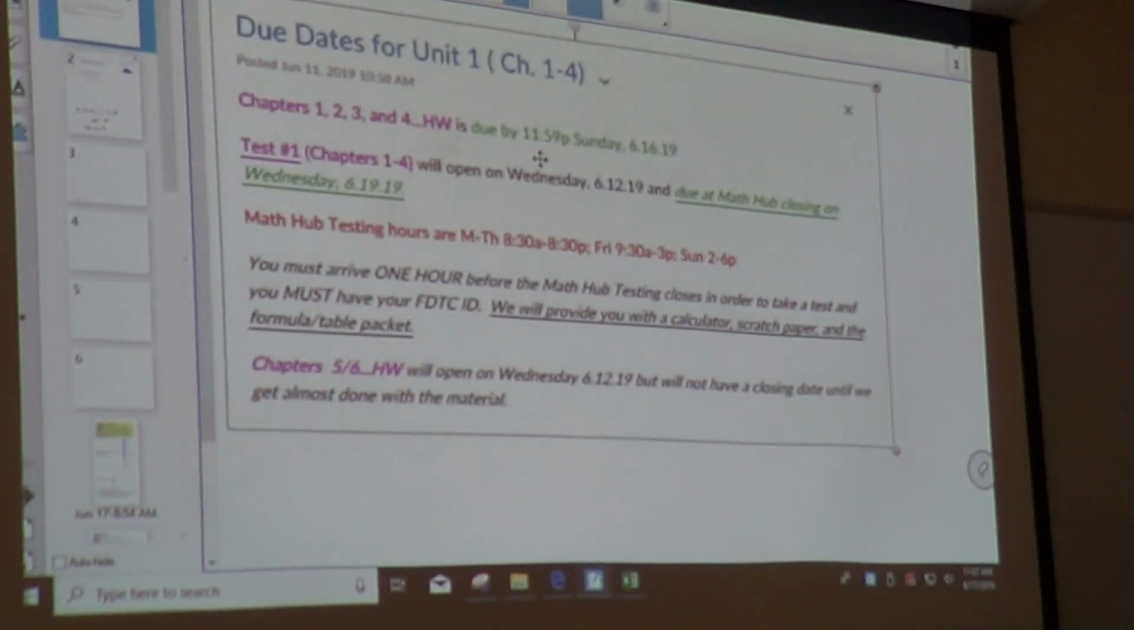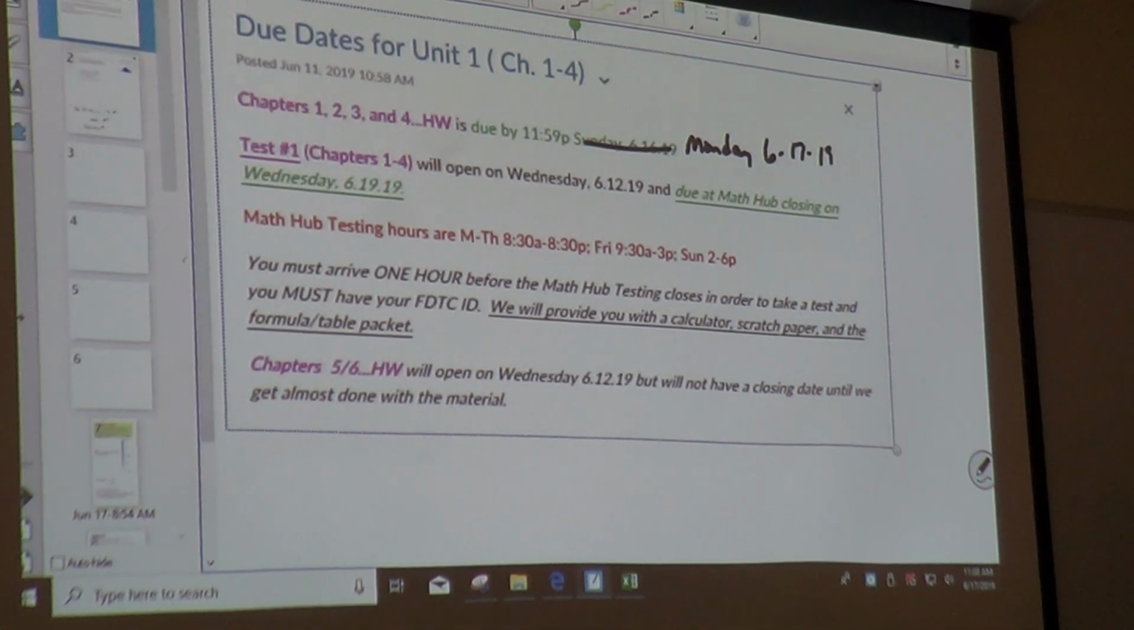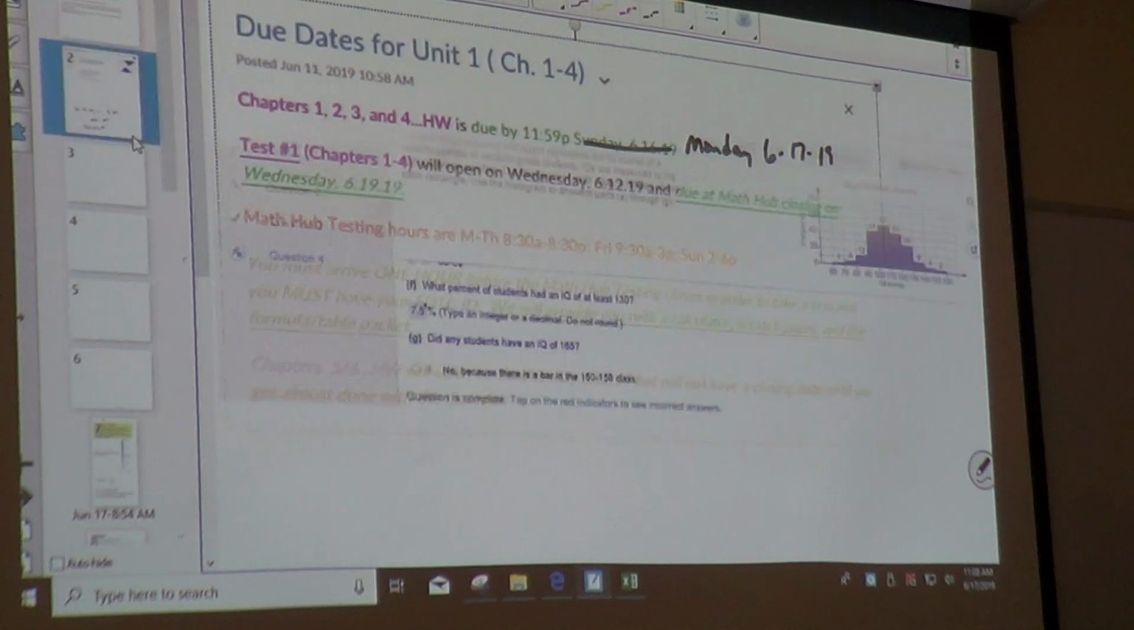The first one, this just reminds you of your due dates. We did change the homework until tonight. So Monday, 6/17/19, the homework is due tonight at 11:59. Your test still closes on Wednesday. So homework is due tonight, test closes on Wednesday, and everything else was still the same.